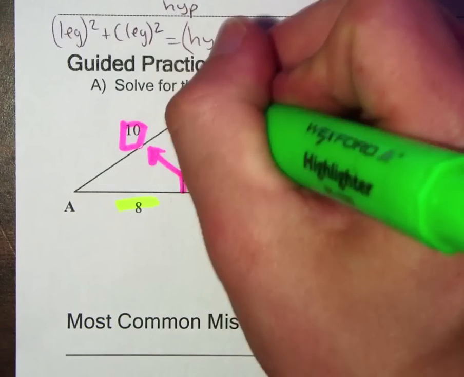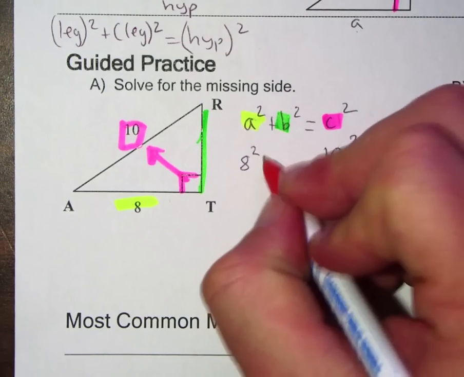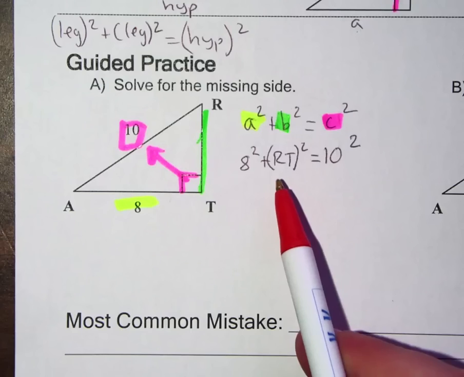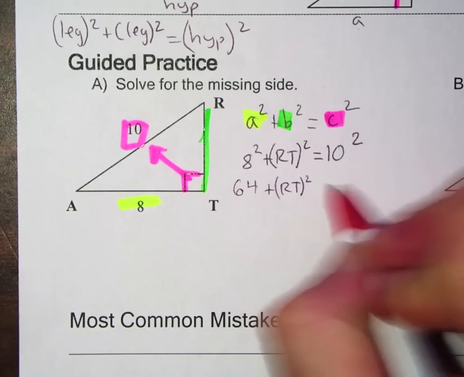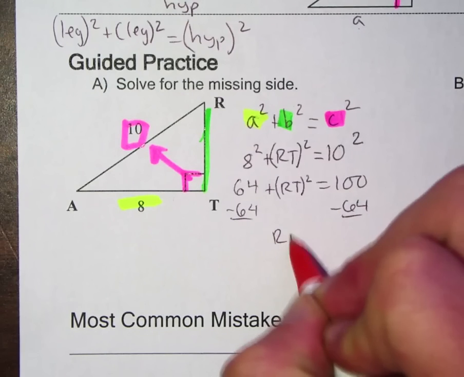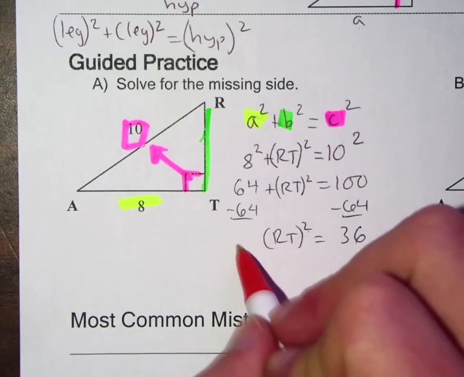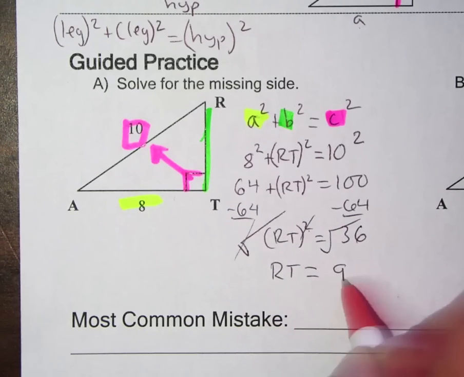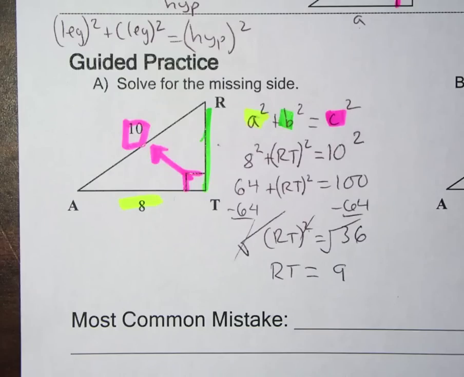And then I don't know the length of that side right there, but it's going to go in right here for my other leg. I'm going to call it RT squared, and that's what I'm solving for. So I'm going to simplify. That's 64 plus RT squared is equal to 100. I'm going to take 64 from both sides, and I get RT squared is equal to 36. Now you're not done. The way you undo squaring is to square root. Those undo each other, leaving RT equal to 6. So this would have to be 6 right there.